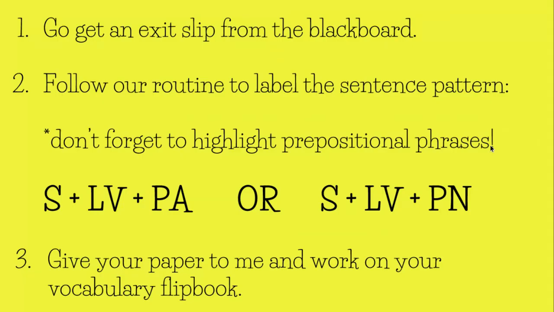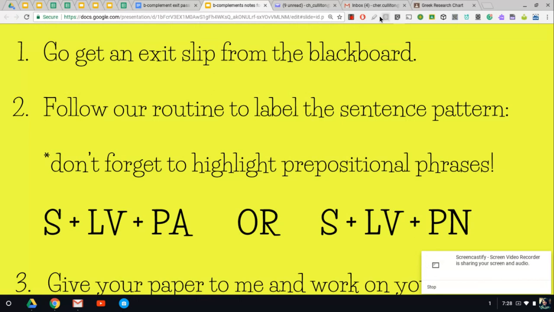So what I want you to do now, on the blackboard in the back of the room, there's a little thing on the wall with exit slips. I want you to pick one from that bin. Follow our routine to label the sentence pattern. Don't forget to highlight the prepositional phrases. And then you're going to decide, is it a subject, a linking verb, and a PA? And label them, or find the subject, the linking verb, and the PN if it's a noun. Once you're done, I want you to bring your paper to me and I'll check it. And you can work on your vocabulary flip book. If you have any questions, raise your hand.